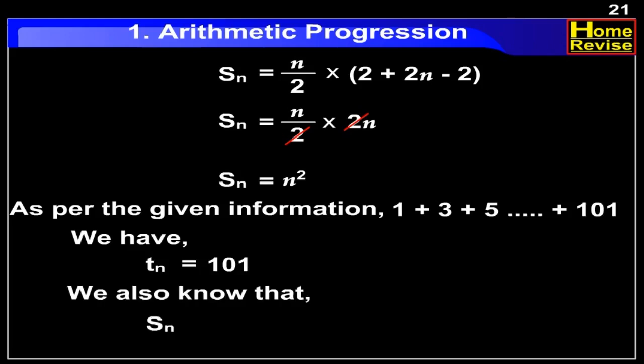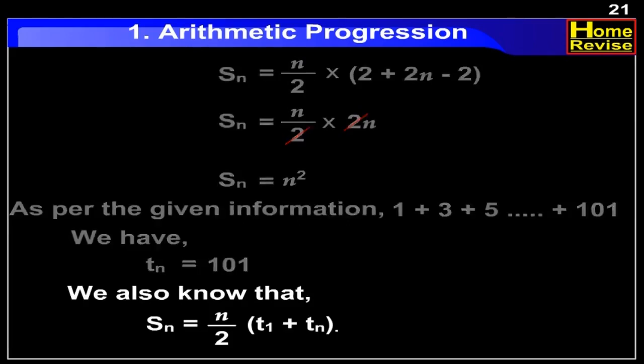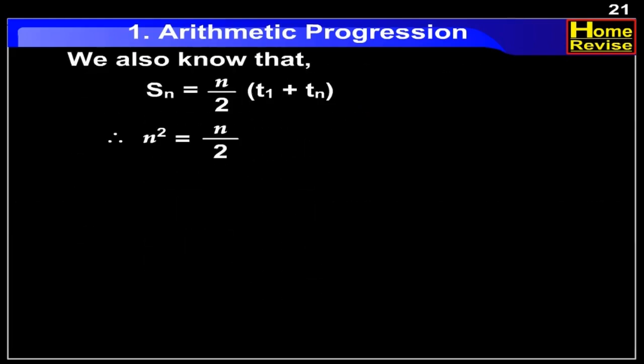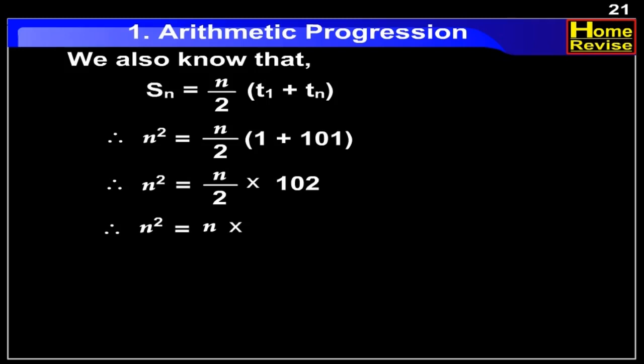We also know that Sn is equal to n upon 2 into T1 plus Tn. Therefore, n square is equal to n upon 2 into 1 plus 101. Therefore, n square is equal to n upon 2 into 102. Therefore, n square is equal to n into 51. Now, n square divided by n is equal to 51. n gets cancelled out in the numerator and denominator, and we get n is equal to 51.